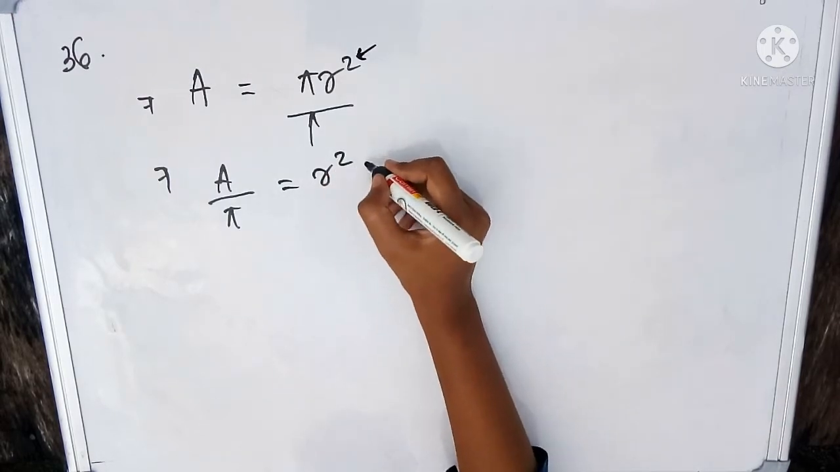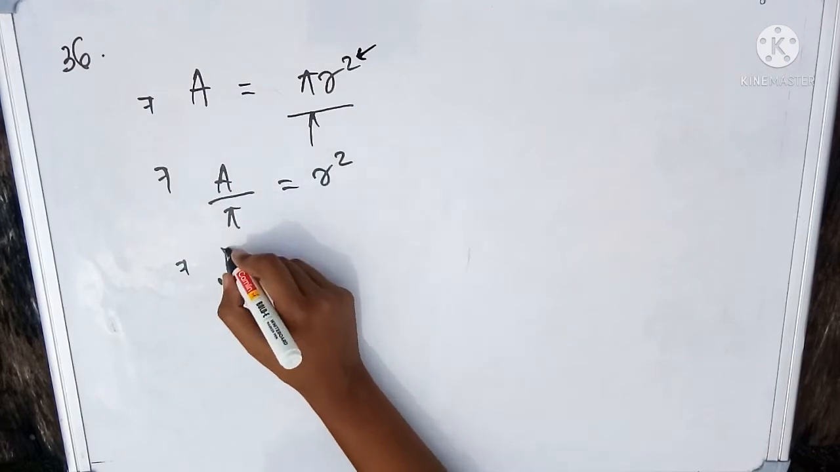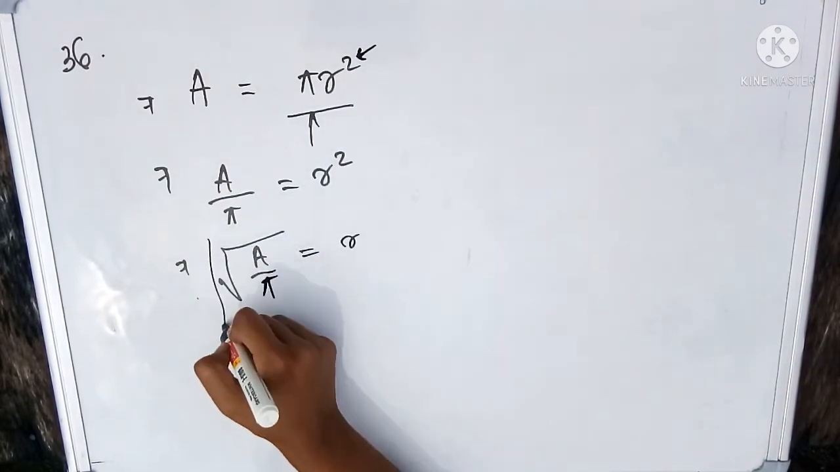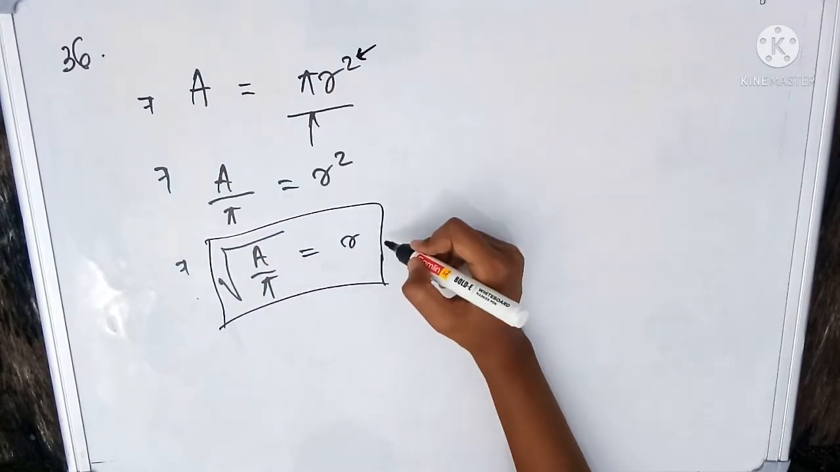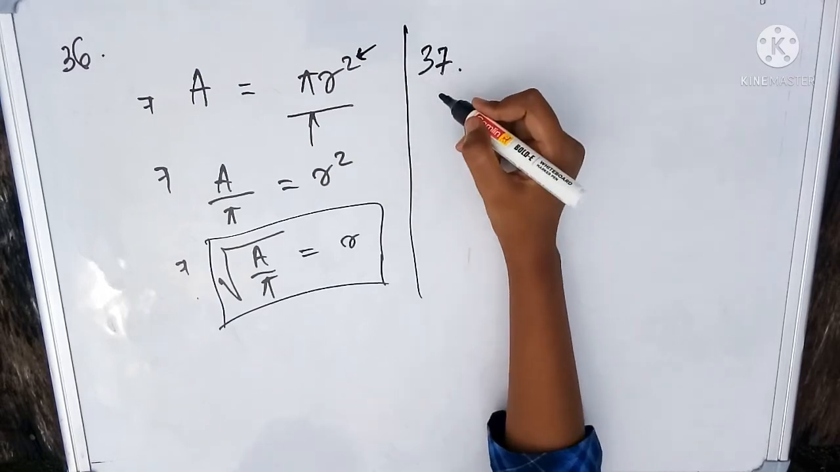Now we have to remove this square. For that, we know if we transfer this square to the other side, then it will be the square root of A divided by pi is equal to r. So this is the formula while making r the subject. Now the next question, question number 37.